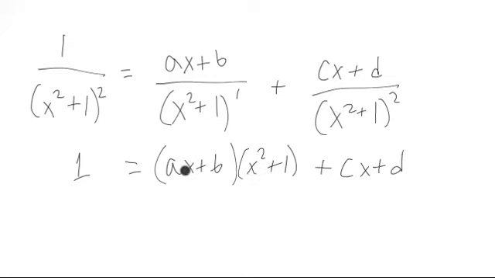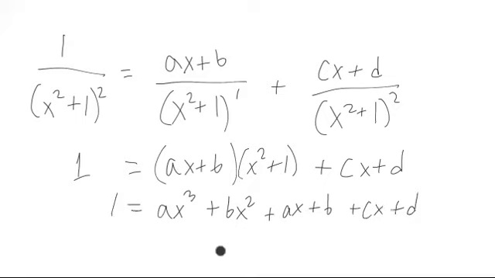Then you can multiply this out, FOIL it out. So we get ax cubed, and then we have, looks like, plus bx squared plus ax and plus b plus cx plus d. And this is equal to 1.